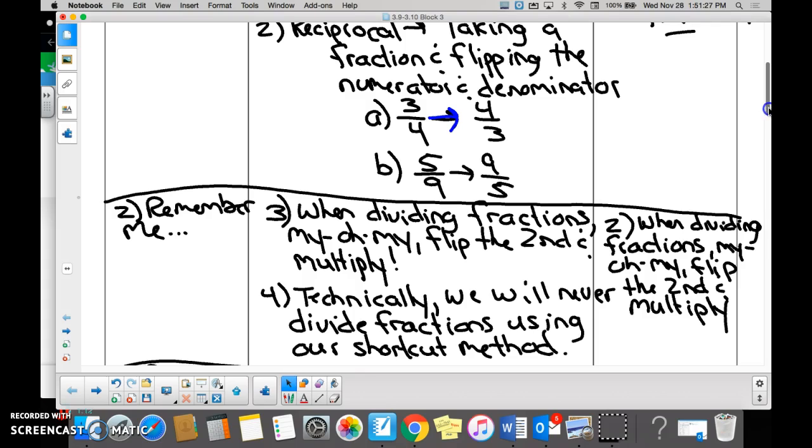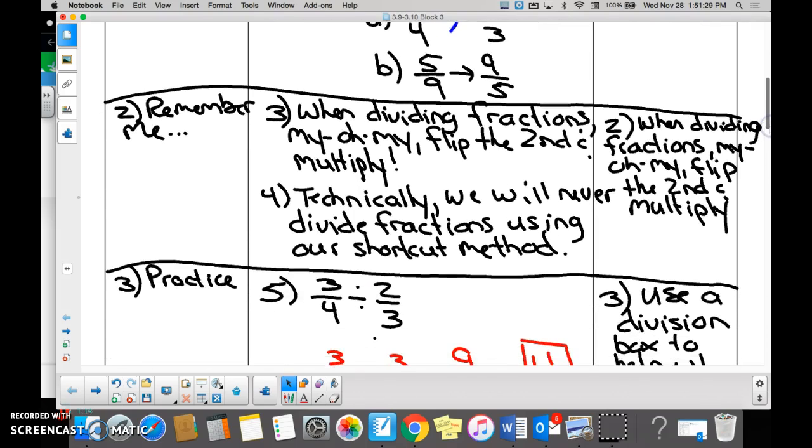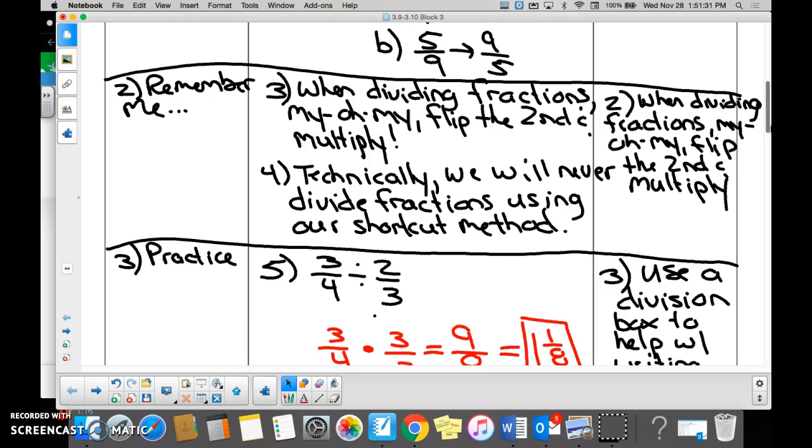So what that's saying basically is if you have a division problem involving fractions, you're never going to divide. Because if you're flipping the fraction and multiplying, there is no division at all there. So technically speaking, when dividing fractions, we actually never divide. We just flip and multiply. Yes, no? Yes.